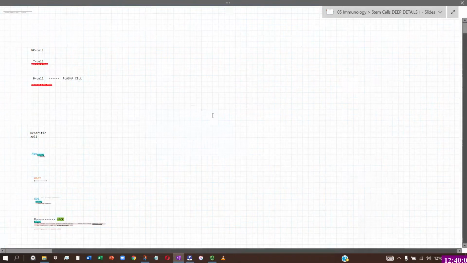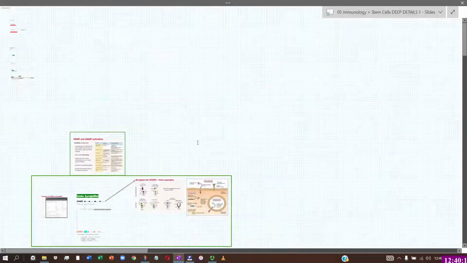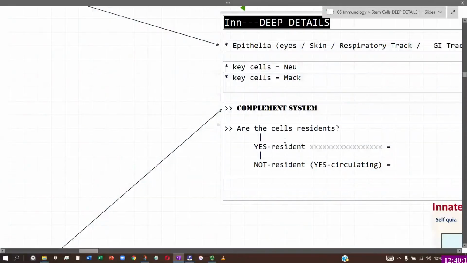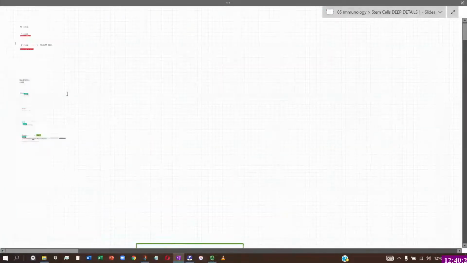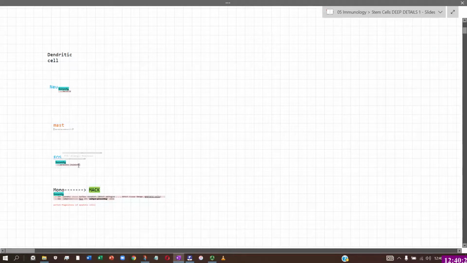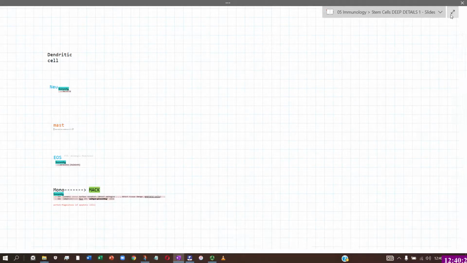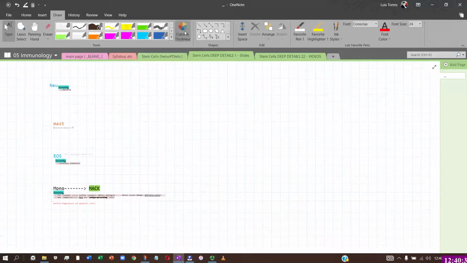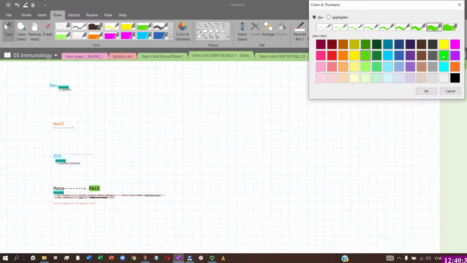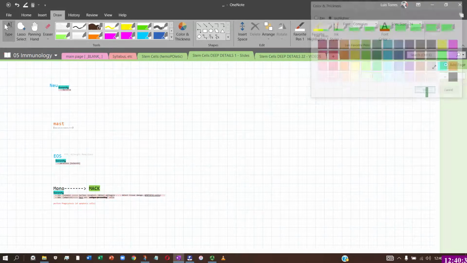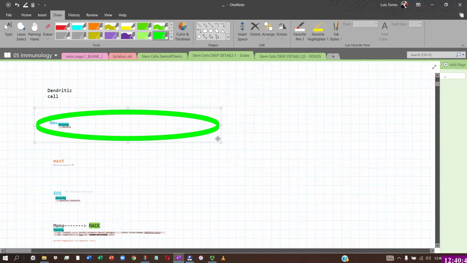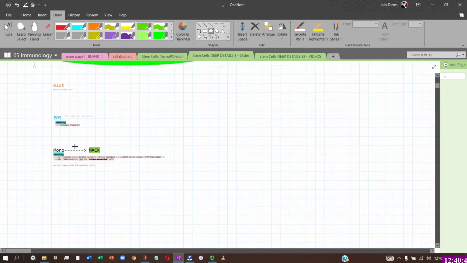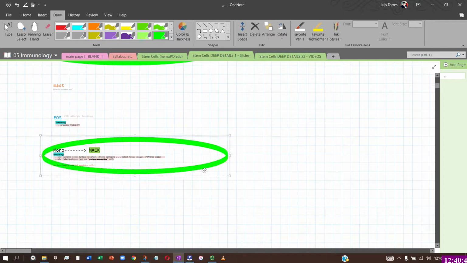Okay, so the key players, and again, that's a pretty important summary. So going back here, the key players for innate are neutrophils and macrophages. So where are the neutrophils? Let's go ahead and highlight those with green. That's when you start out. Okay, so neutrophils and macrophages.